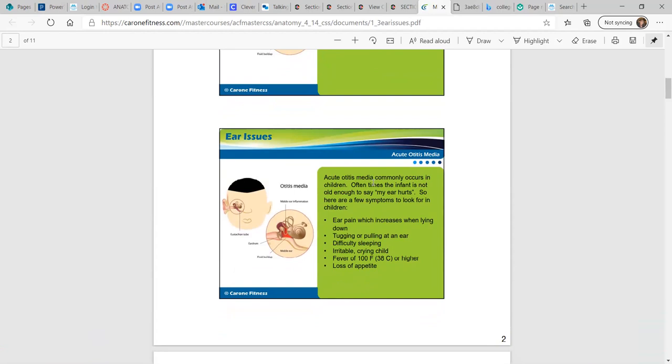And here are a few symptoms. Ear pain, which increases when lying down. So if you lie a kid down and they seem to be in pain or seem to cry very often, that can be an ear issue. If they are constantly touching their ear or trying to pull it, that may mean that it's hurting them and they're trying to do something about it.